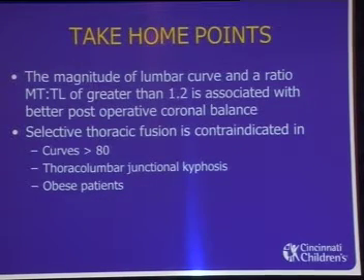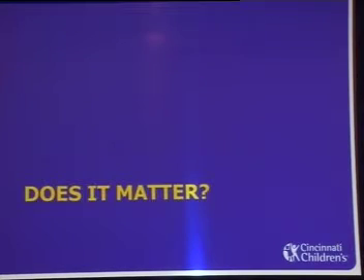The magnitude of the lumbar curve and the ratio of the major thoracic to the thoracolumbar lumbar curve should ideally be greater than 1.2. You have to follow this rule. It should not be used for curves which are greater than 80 degrees, thoracolumbar junctional kyphosis, and obese patients.